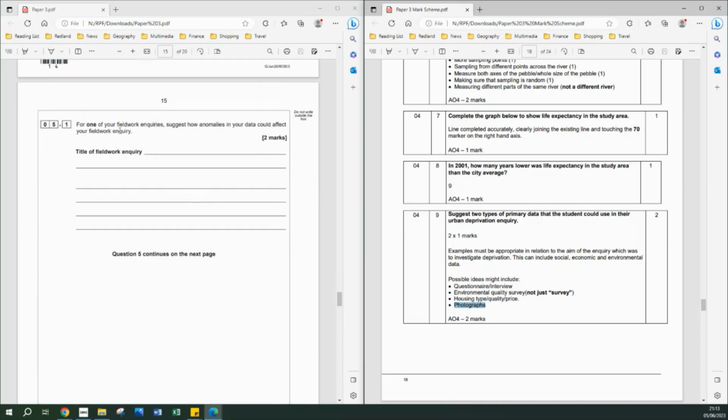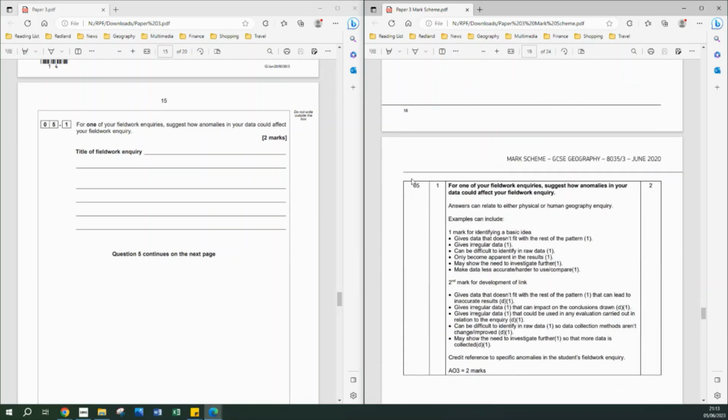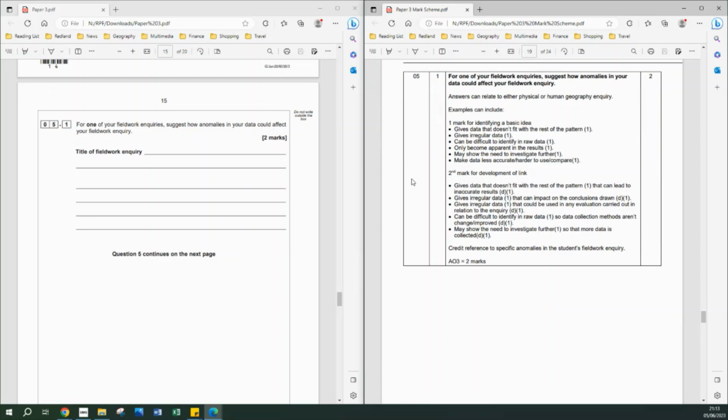You then move on to question 5, which is your own fieldwork, and that's where it becomes critical that you remember the title of your fieldworks. Okay, so it says here, for one of your fieldwork inquiries, so that's the human or the physical one, you can choose in this case, suggest how anomalies in your data could affect your fieldwork inquiry. You just have to actually state the fieldwork inquiry question of your research.